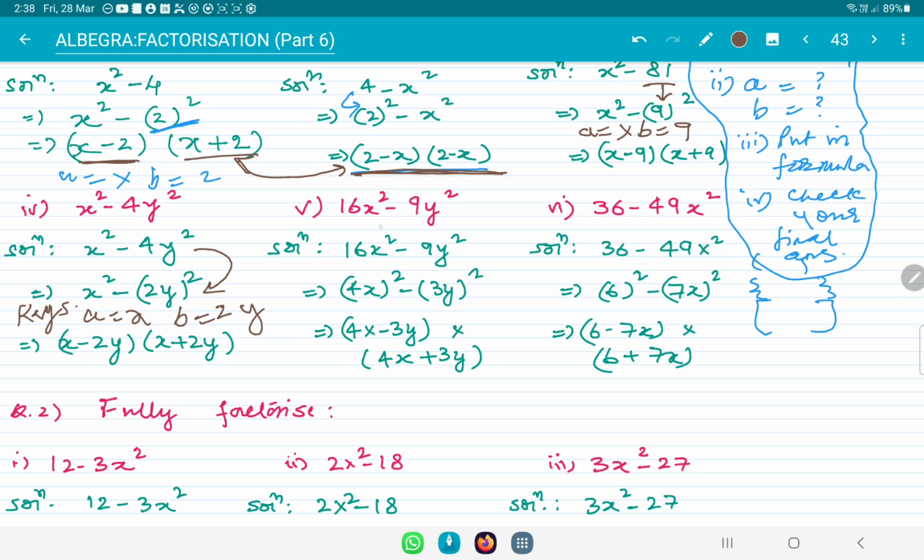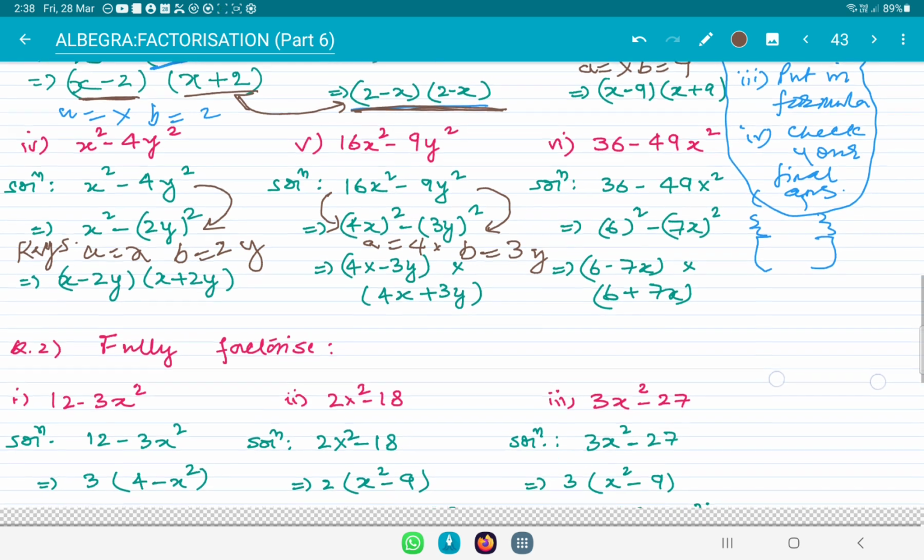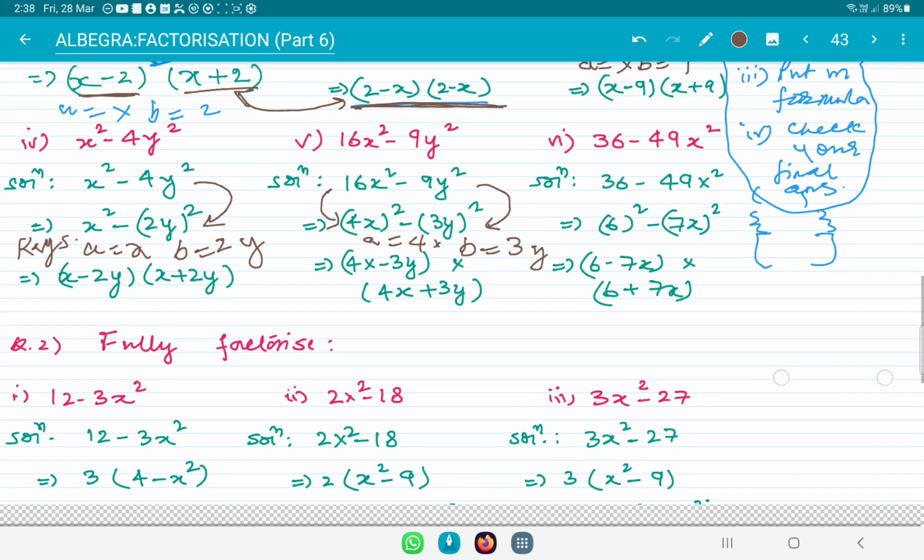Next is 16x square minus 9y square. So 16x square can be written in the form of 4x whole square, and 9y square can be written as 3y whole square. So now our keys are a is equal to 4x and b is equal to 3y. So put in your final general formula. Your answer will be 4x minus 3y into 4x plus 3y.